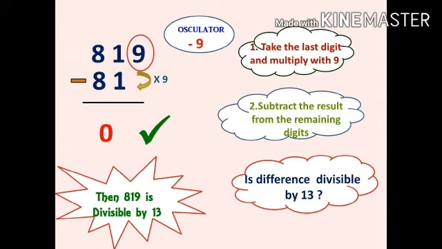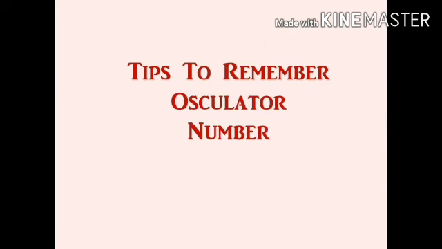So once you calculate the divisibility rule using this oscillation method, you will find this method is very easy and, moreover, it's also a time saving method. So now it's very clear, the process is very easy. But the problem is how to remember the oscillator number, because every number has a different oscillator number and it's not easy to remember them. So don't worry, I will help you with tips to remember these oscillator numbers and also tell you how to calculate them.